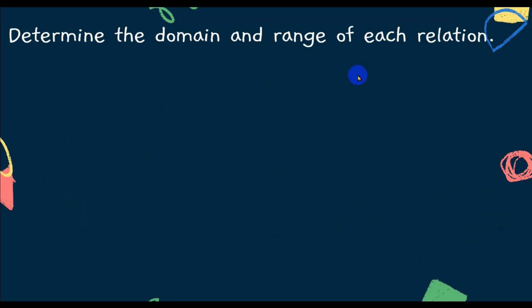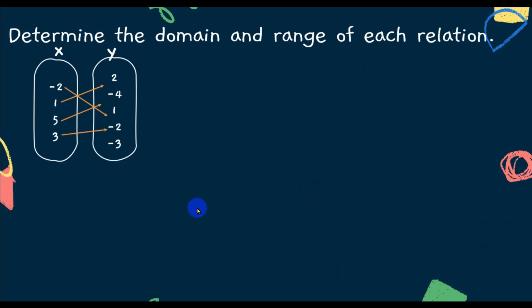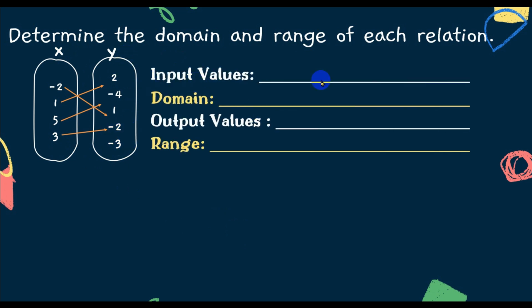Let's determine the domain and range of the given relation here. So first we have this mapping diagram: negative 2, 1, 5, and 3 for the x elements, and then 2, negative 4, 1, negative 2, and 3 for the y elements. So we're going to write the input values and then the output values. Then we're going to write also the domain and range. For the input values, again, they are the x elements. So we have negative 2, we also have 1, 5, and 3. For the output values, we have 2, negative 4, 1, negative 2, and negative 3.